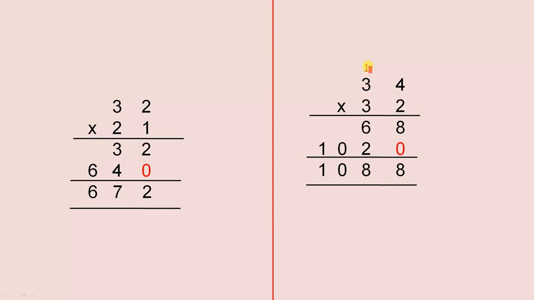3 threes are 9, and 1 is 10. There's your 10. 8 plus 0 is 8. 6 plus 2 is 8. 0 plus 0 is 0. And 1 plus 0 is 1. So the answer is 1088.